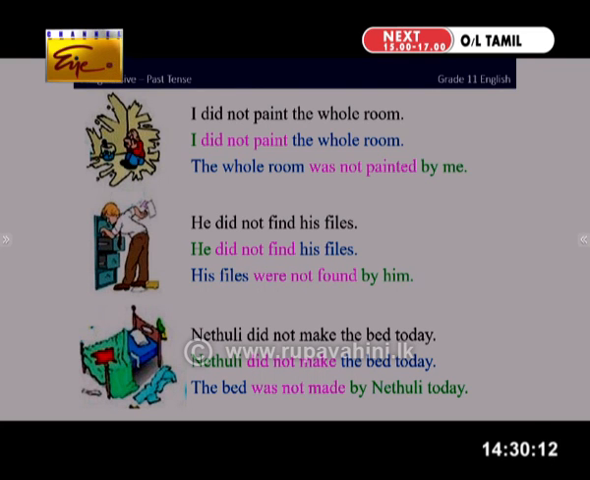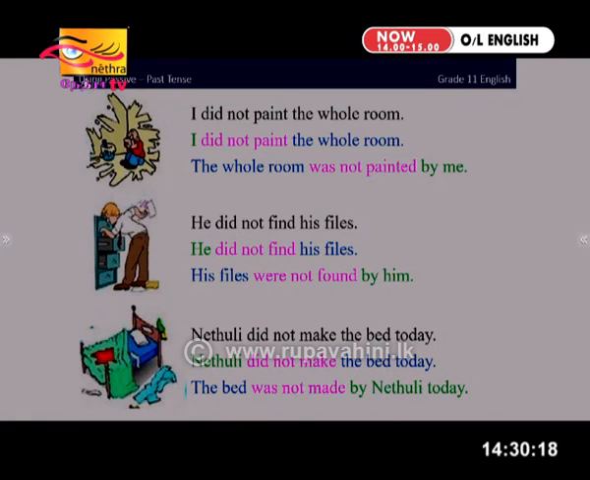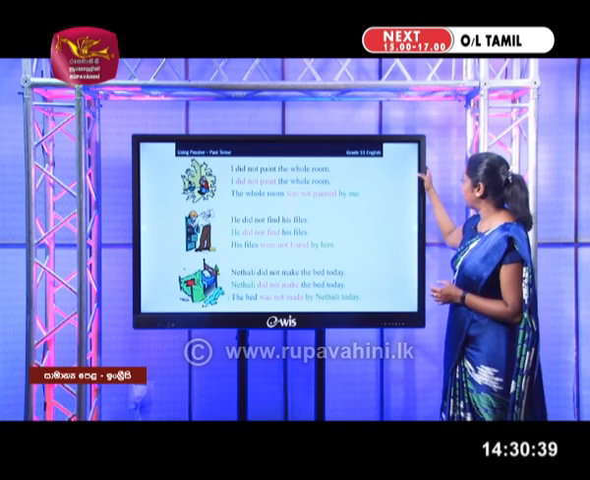Let us run through these sentences as well. He did not find his files. His files were not found by him. Nethuli did not make the bed today. The bed was not made by Nethuli today. Right? I know you are starting to believe that this particular activity of changing active into passive is not rocket science. Right? Okay.